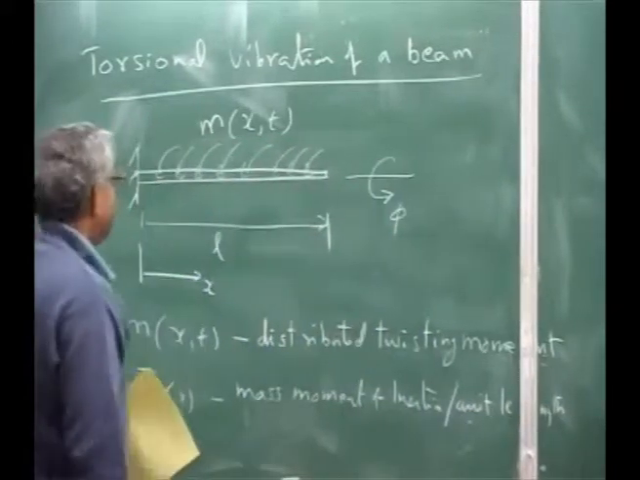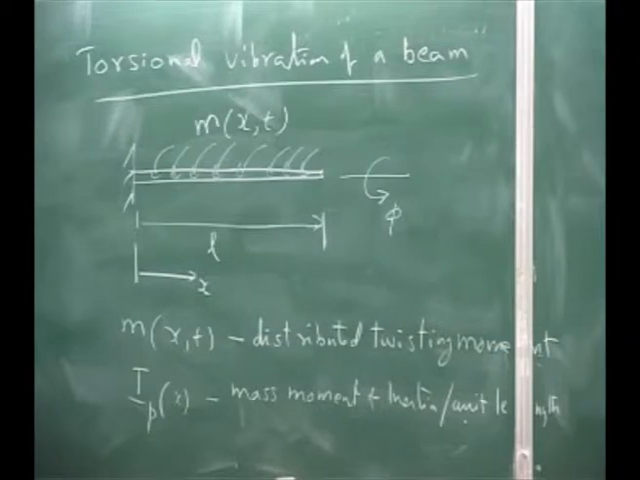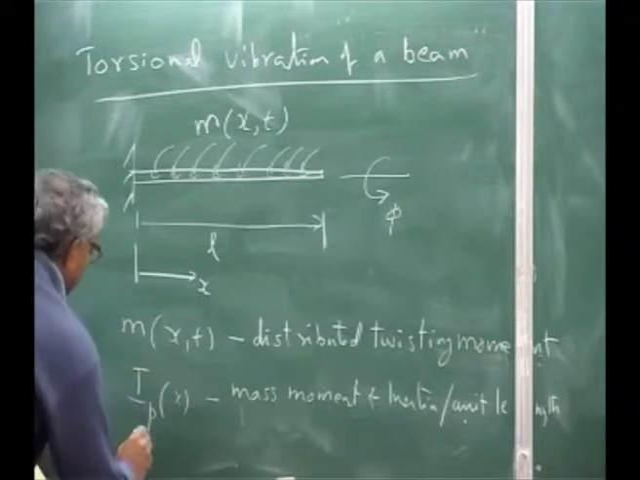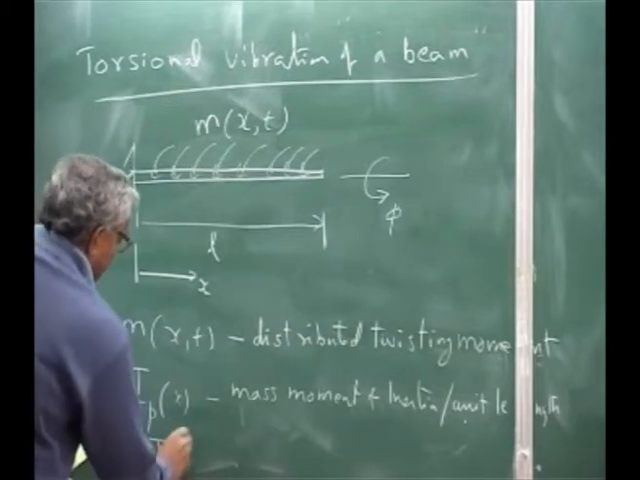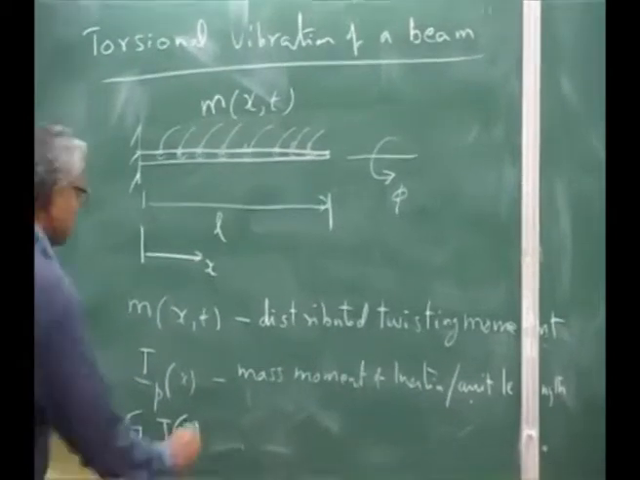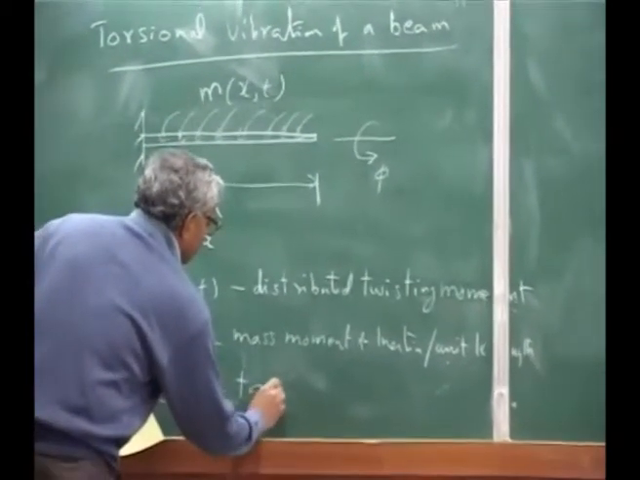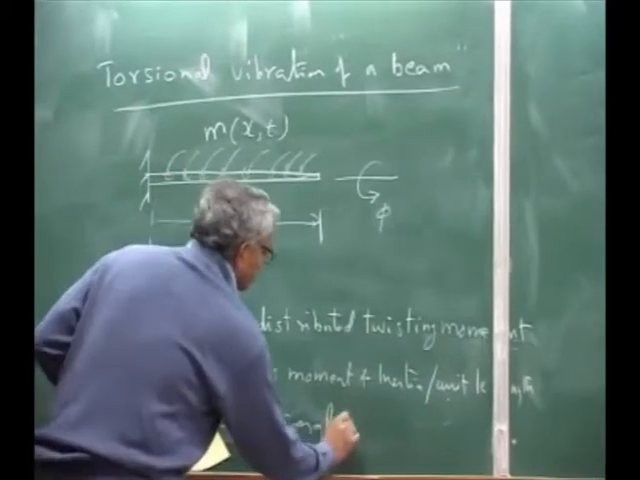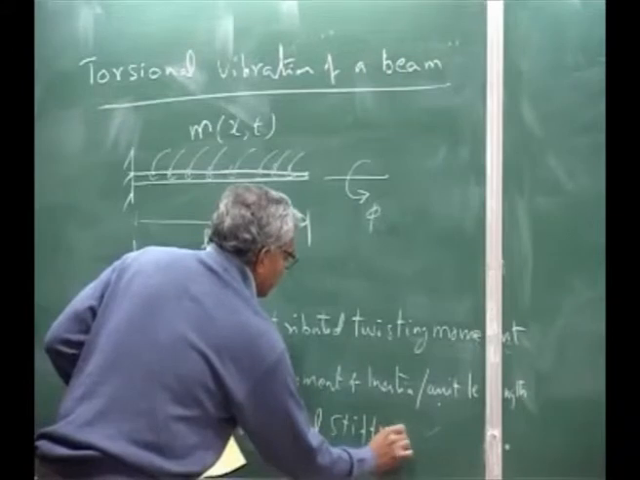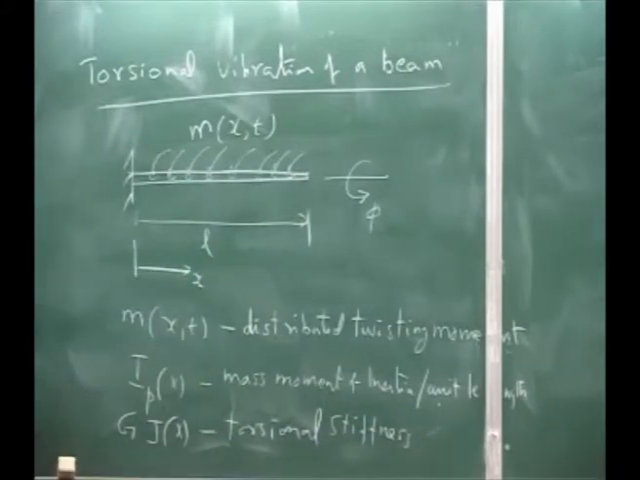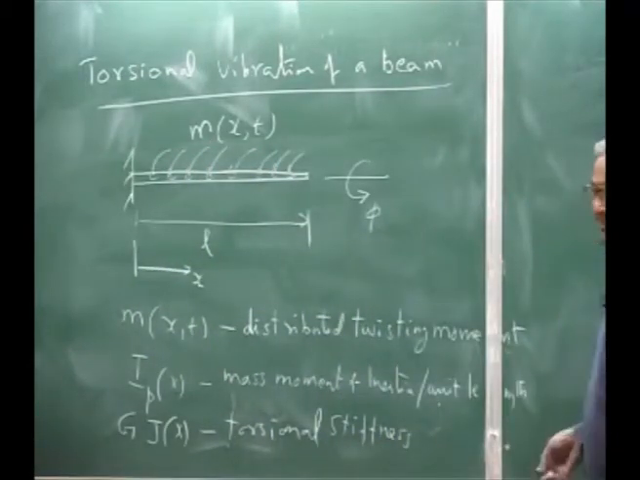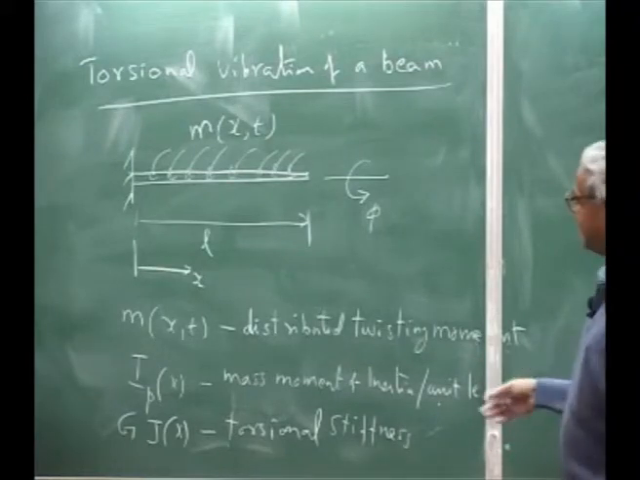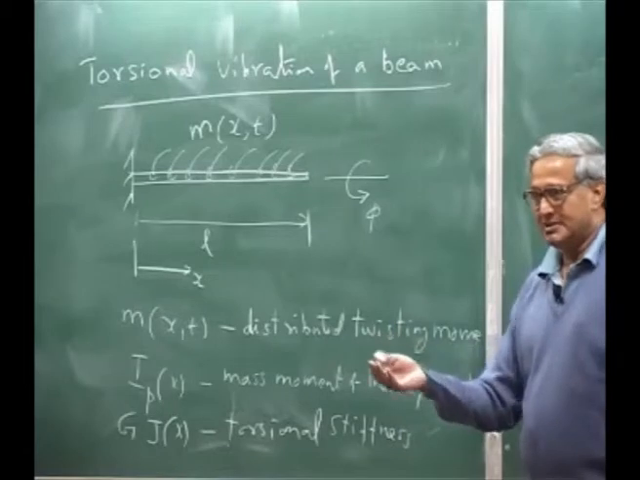This is the distributed moment. And then I need to have, similar to bending stiffness, a torsional stiffness, which you call GJ, which can also be a function of X. Now again you go back and apply Hamilton's principle. You need to write the kinetic energy, the strain energy, and the work done by the external moment.